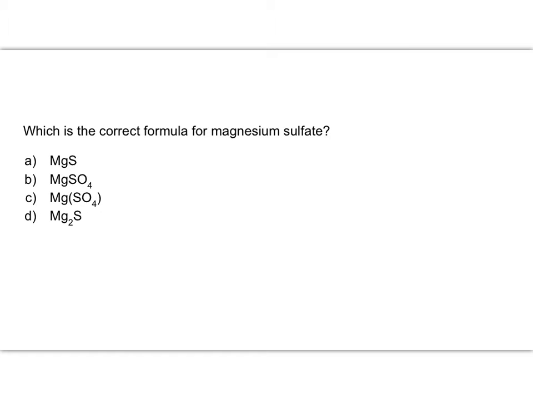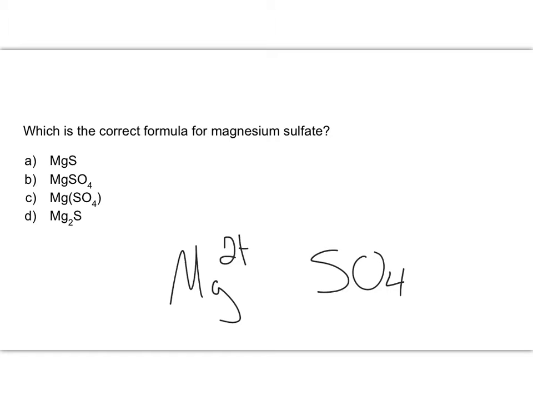Which of these is the correct formula for magnesium sulfate? So we need to find a couple of things here. We need to figure out the charge of the ions involved. Magnesium is in group 2, and therefore it will have a charge of +2 when it forms an ion. Now sulfate, you have to be careful. That -ate ending indicates that this is a polyatomic ion. And sulfate, if you look it up on your chart, is an ion with the formula of SO4, and it has a charge of -2.